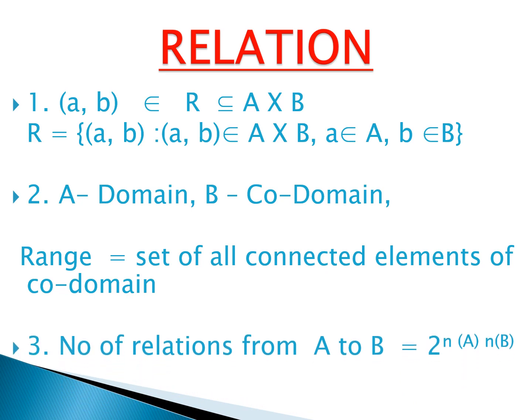One more question may come. The number of relations from set A to set B is equal to 2 to the power n(A) times n(B). n(A) is the number of elements in A, and n(B) is the number of elements in B.